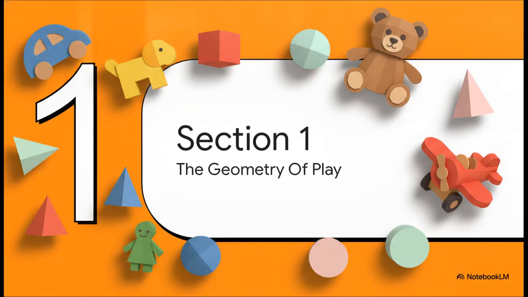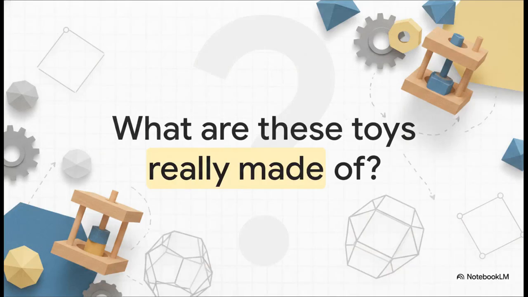Okay, let's dive straight into section 1, the geometry of play. When we look at a child's toy, we instantly recognize the animal, the vehicle, or the little character it's meant to be, right? Our brains are literally hardwired to see the story. But I want to challenge our perception today. When we strip away the painted eyes, the cute smiles, and all those surface details of a fun toy, what are they really made of? Like, what is actually holding them together in three-dimensional space?